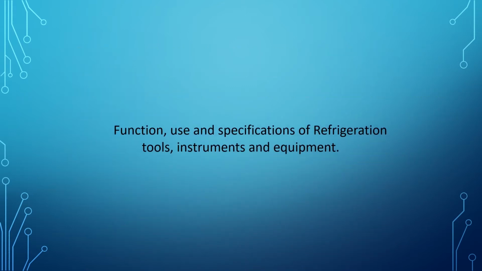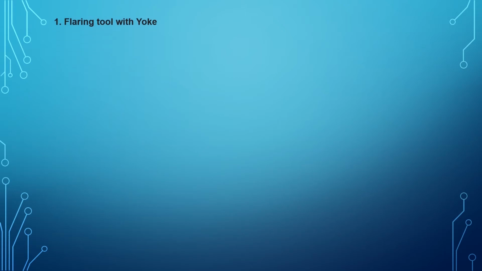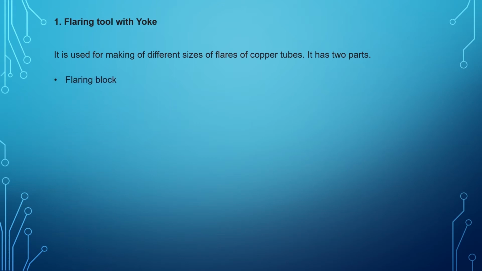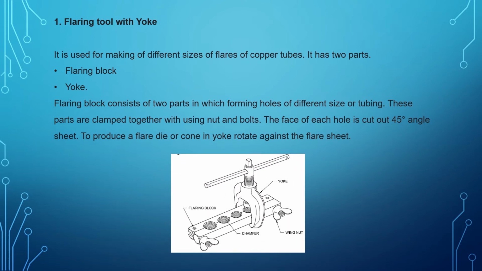Function, use, and specifications of refrigeration tools, instruments, and equipment. Flaring tool with yoke. It is used for making flares of different sizes on copper tubes. It has two parts: flaring block and yoke. The flaring block consists of two parts with forming holes of different sizes for tubing. These parts are clamped together using nuts and bolts. The face of each hole is cut at a 45-degree angle to produce a flare, die, or cone. The yoke rotates against the flare.